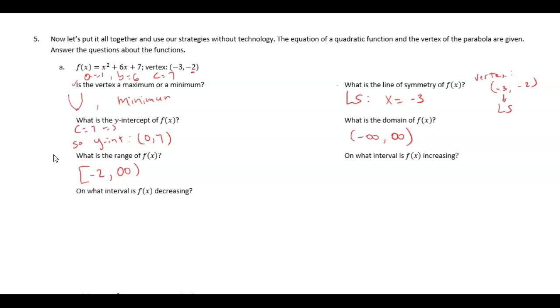Okay, so let's say, on what interval is f of x increasing? If the parabola opens up, and that's my minimum point, it increases from the x value of the vertex, from the axis of symmetry, which is negative 3, all the way to infinity. Remember that the vertex is (negative 3, negative 2). So we're going to say it's increasing from negative 3 all the way to positive infinity.